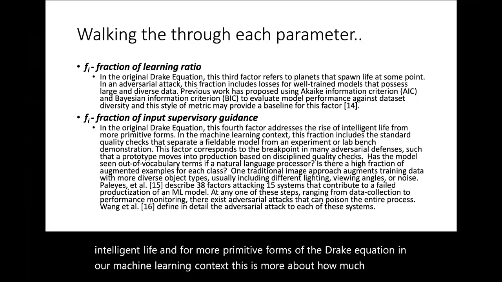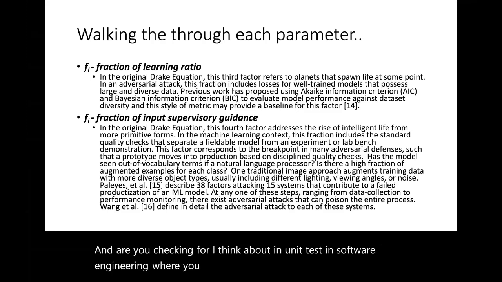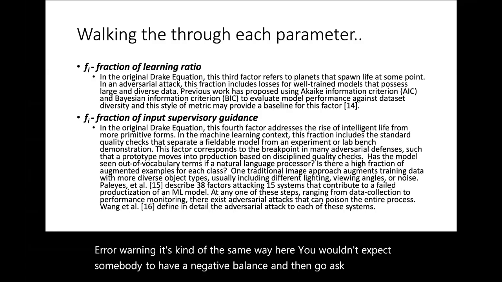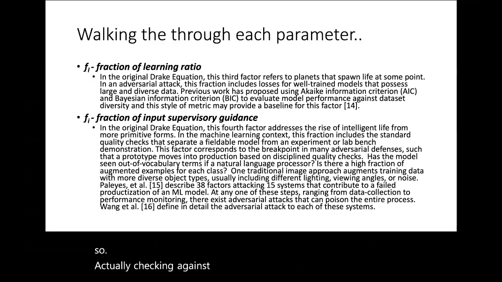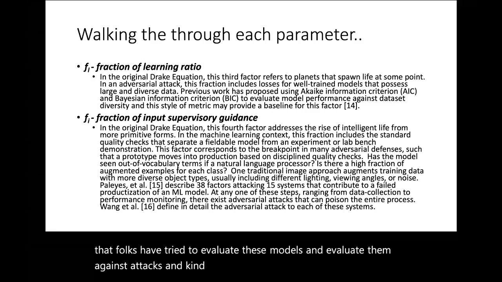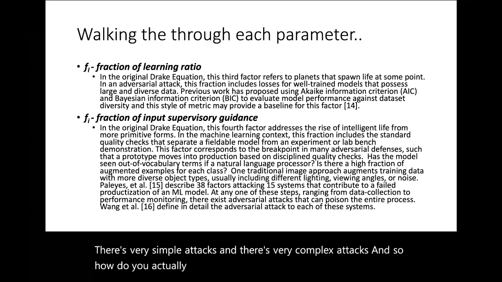Do you have any unit tests or integration tests that make sure that you're actually getting the information out you expect? And are you checking for, I think about a unit test in software engineering where you check for divide by zeros. That's not going to work in the vast majority of packages, or it's going to throw an error warning. It's kind of the same way here. You wouldn't expect somebody to have negative bounds and then go ask to buy a car. So actually checking against those particular ways. And then, we kind of addressed a few different interesting ways that folks have tried to evaluate these models and to evaluate them against attacks and kind of benchmark that. And there's very simple attacks and there's very complex attacks. And so how do you actually build models in such a way that they're at least robust to some of them?